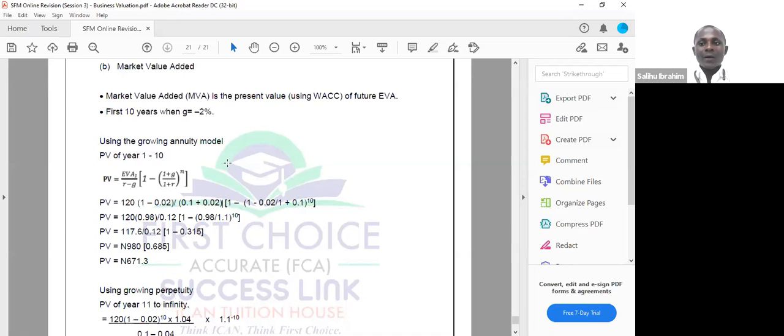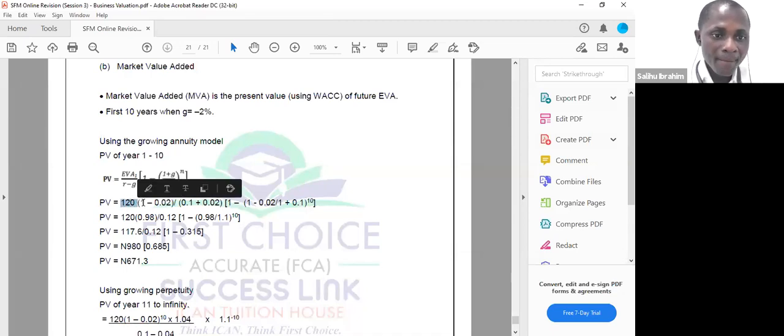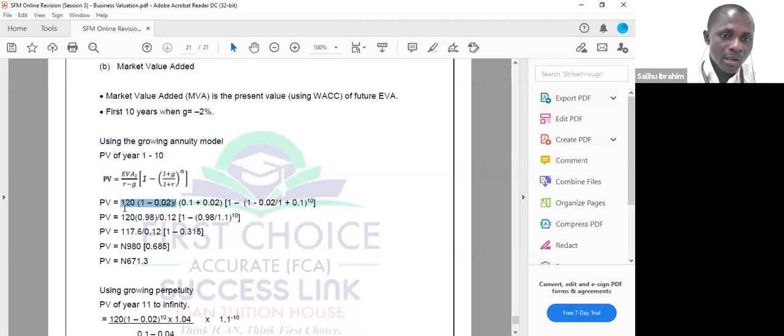So look at what I'm going to do now. The first thing I need to do is to compute my EVA. What is going to be my EVA for the next 10 years? Because that is what I need to discount. So my EVA for the next 10 years is going to be what? I'm supposed to have 120 into bracket 1 plus G. That is current EVA of 120, growing it by the growth rate. So that is 120 into bracket 1 plus G.